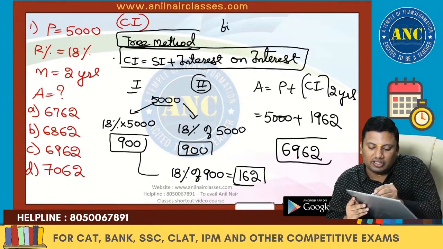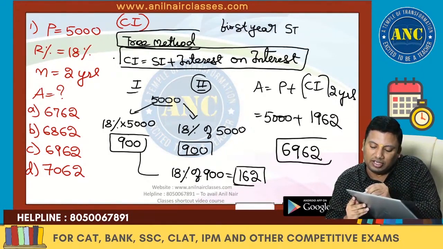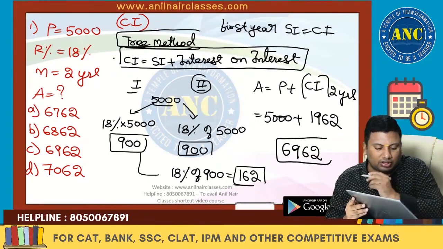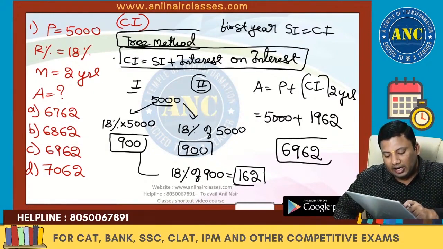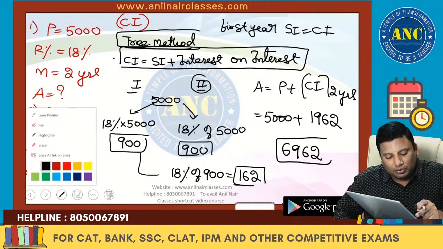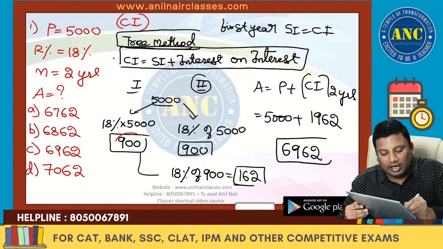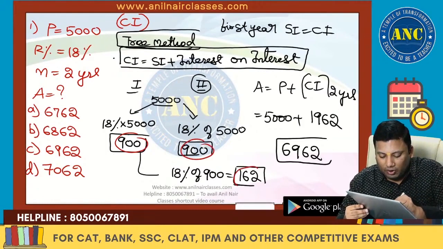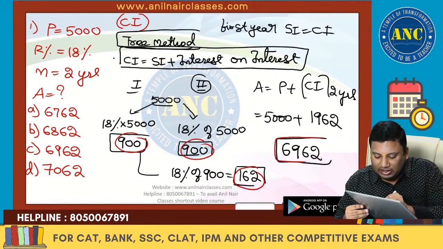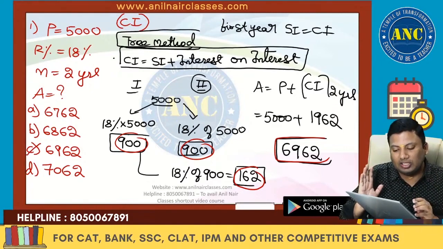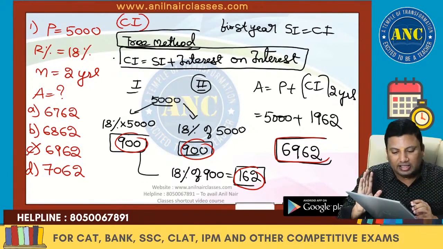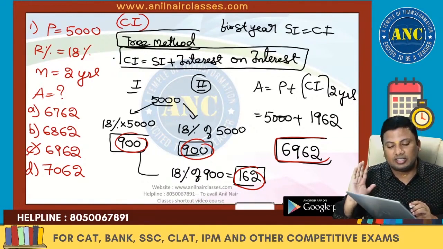In case of first year, SI and CI both are same. 18 percentage of 5,000 is 900. 18 percentage of 900 is 162. So 900 plus 900 plus 162. Answer is 6962. If you know this concept, you can solve it like this and get the answer as 6962.